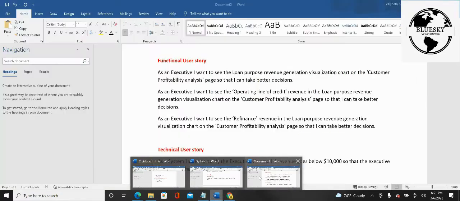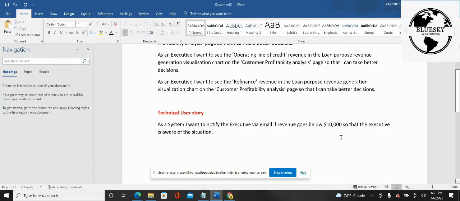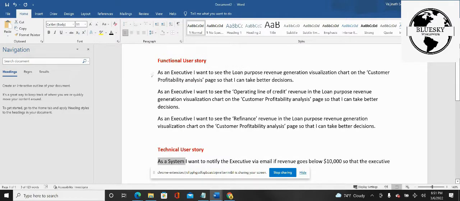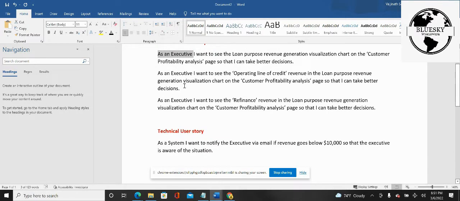But in the technical user story, when the revenue goes below $100,000, the system will send out a notification, an email notification via Outlook to the executive, by looking at who's going to be the executive in the database. The employee table might have all those details, right? So here there is no human intervention. So when there is no human intervention and the application does something, we call it a technical user story, and it starts with "as a system" as opposed to "as a user." The user might be an executive or a loan officer or a desk staff. So this is one primary difference between a functional user story and a technical user story.